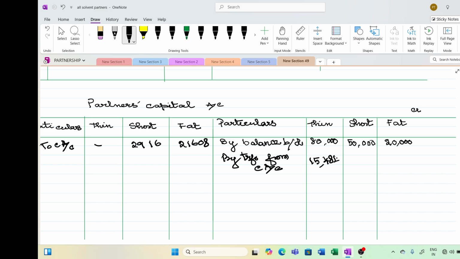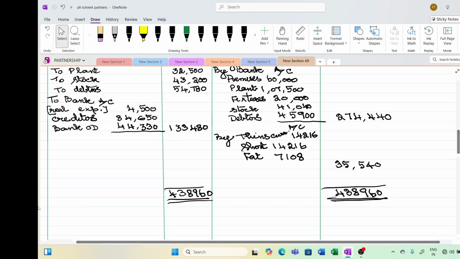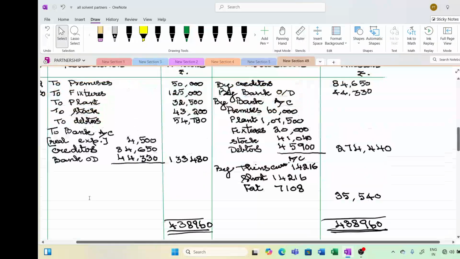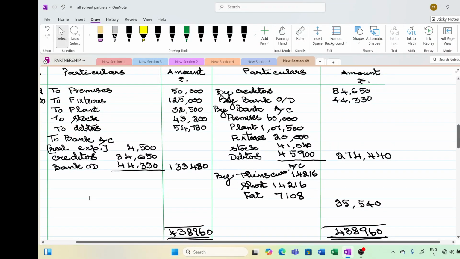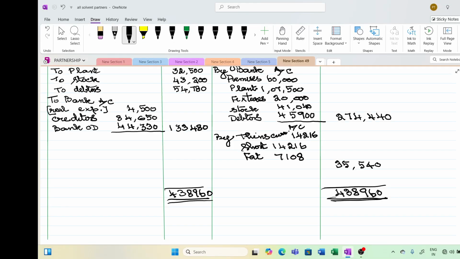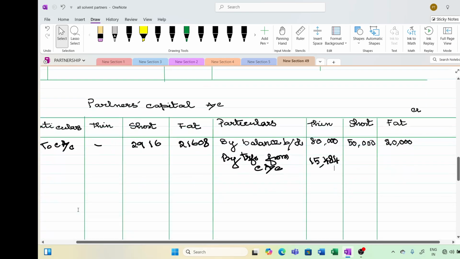Now we are going to follow the rule of Garner versus Murray. Now what this rule tells is, first ask all the solvent partners. Here both partners are solvent and both are having credit balances. So he says that you ask those solvent partners having credit balances to bring the realization loss first in cash. So we are going to ask them to bring cash.